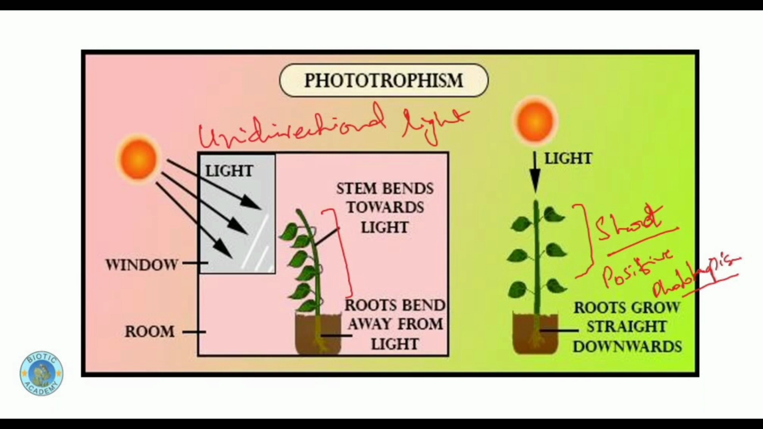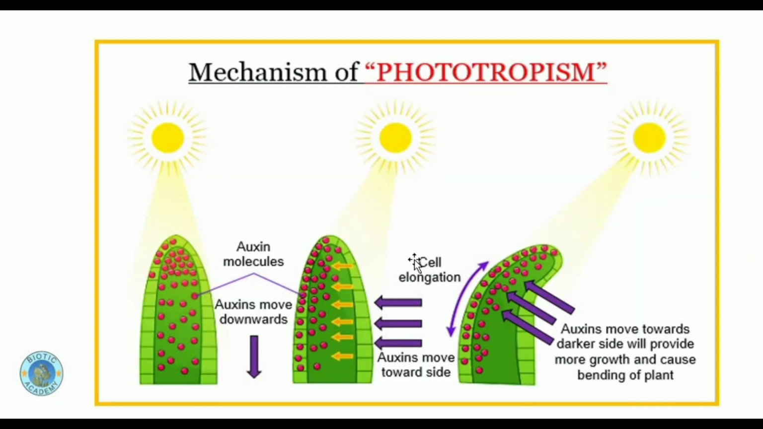How does this happen? If we look at the detail of this process of phototropism, positive phototropism of the shoot, we will see this thing. Here you can see a hormone auxin, which is present at the tip of the shoot, and it is responsible for the cell division and elongation. Now cell division and elongation are being controlled by this hormone auxin, which is present at the tip.